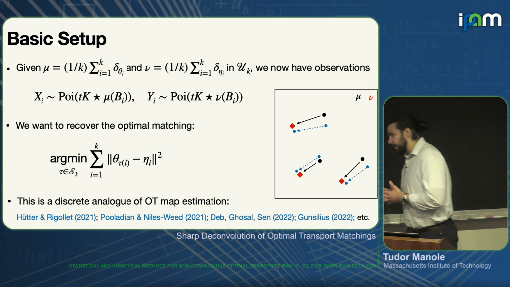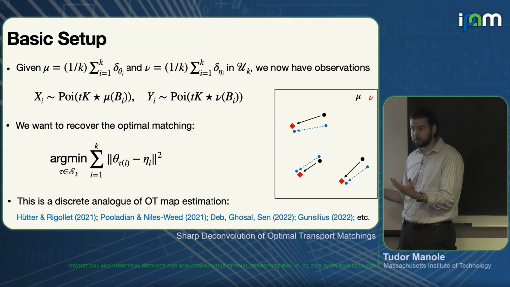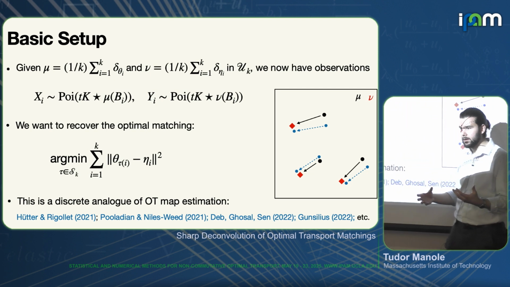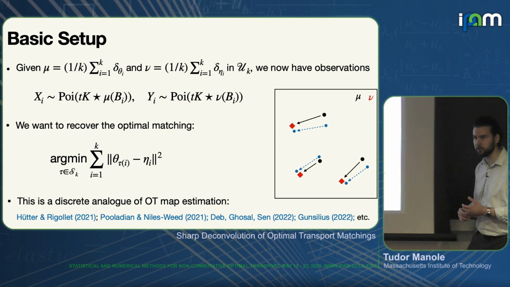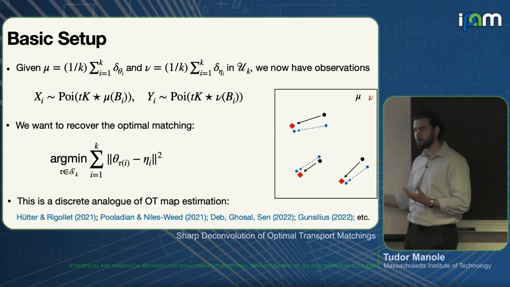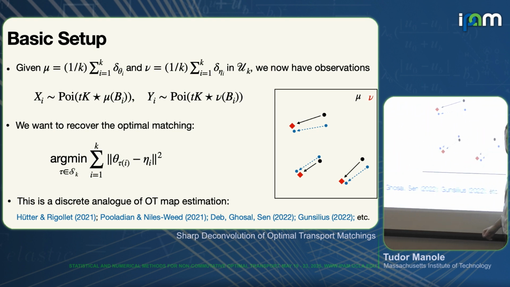One should think of this as a discrete analog of a topic which has been discussed a lot in the recent statistical literature, the problem of estimating optimal transport maps in the smooth setting. We heard about this in the earlier talk by Ricardo. And it turns out that some of the tools developed in that literature can be brought to bear on this problem as well.